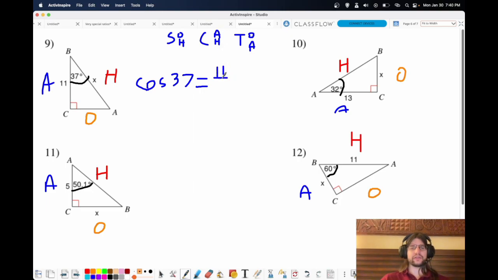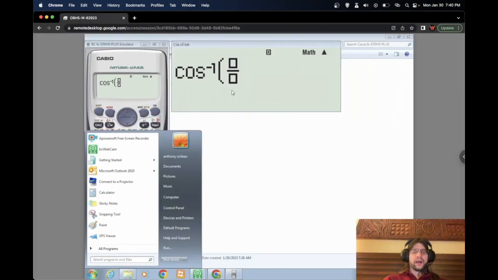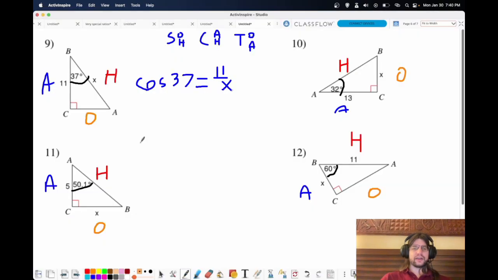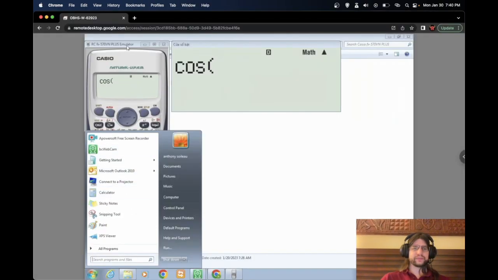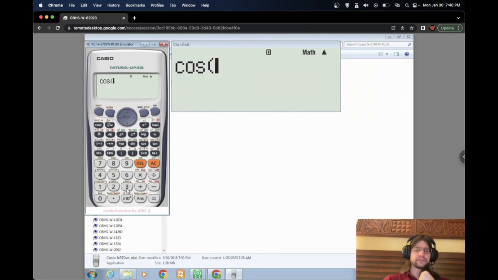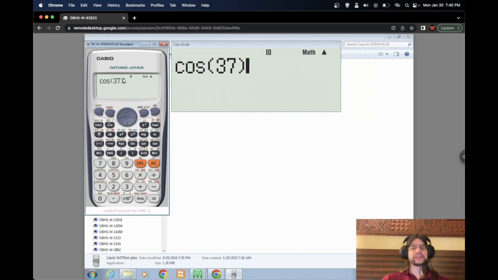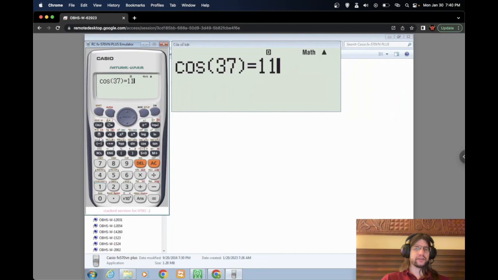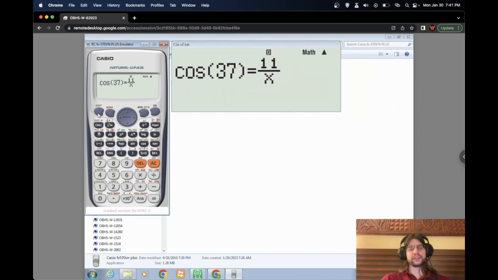11 over x. So I'm going to take that and type it in exactly. Cosine of my angle, which is 37, now this one you do need to close the parentheses. It does make a huge difference because we're doing something afterwards. Alpha calc to get the equal sign. 11 over x. 11 over alpha close parenthesis to get x. Don't hit equals, hit shift, calc, equals.